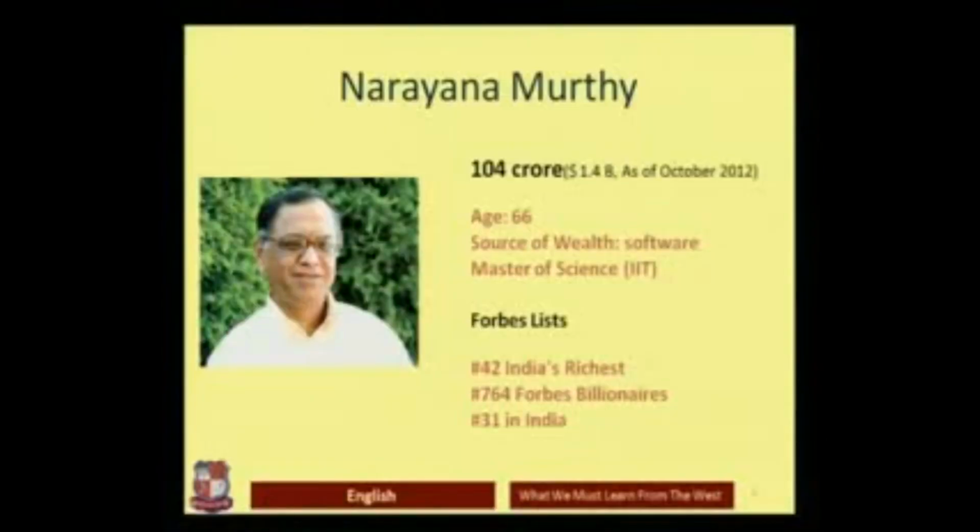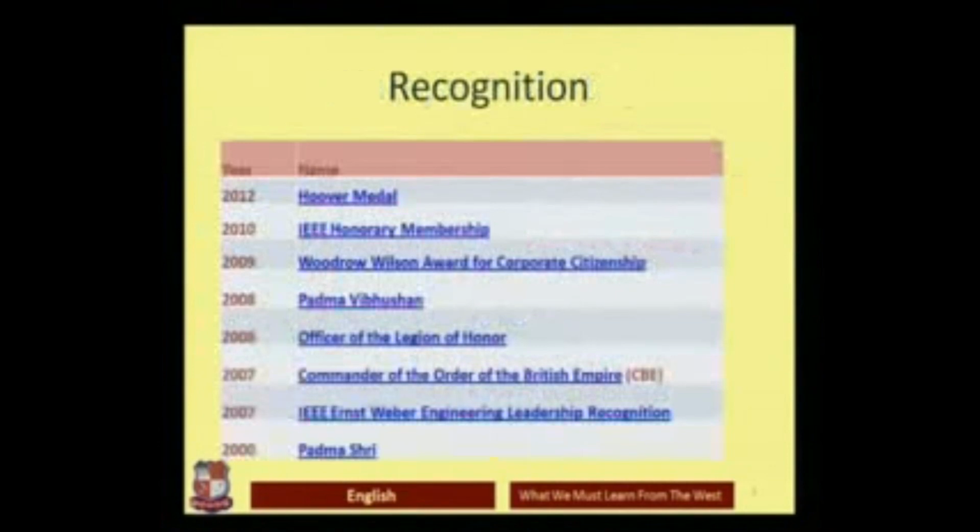You might also know him as the founder chairman of Infosys, which was established in 1981, and at present he is the chairman emeritus. He still holds the title chairman, but he is not the executive chairman. He has recently decided to be chairman emeritus rather than executive chairman. So Narayan Murthy is not an unknown name to us.